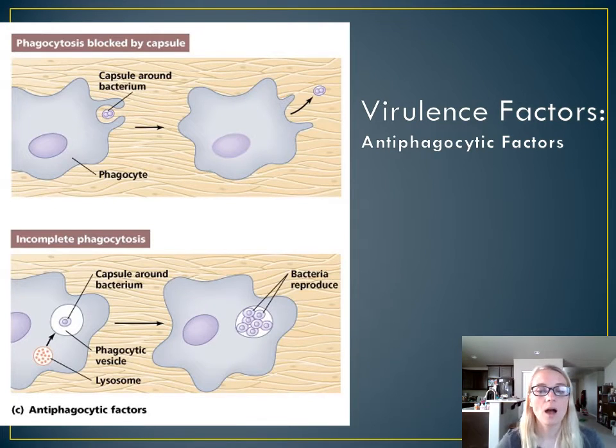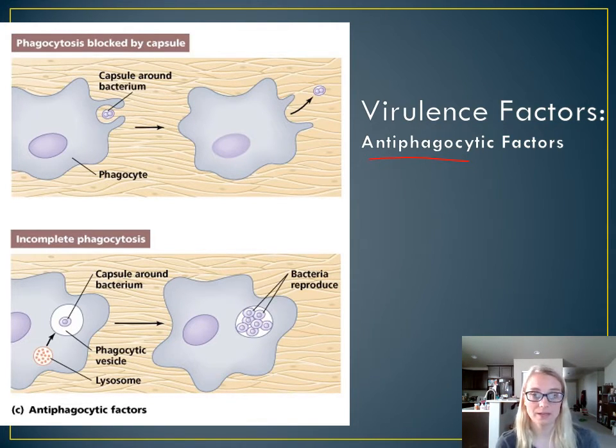Okay. Some more virulence factors. We had enzymes, toxins, and now we have antiphagocytic factors. Capsules. We talked about capsules and slime layers way back in chapter 3, these glycocalyces. And so they help to prevent being phagocytized. So that's part of your non-specific defenses. Your phagocytes want to go and eat all the things that are foreign. But if it has a capsule, it makes it hard for them to do that.